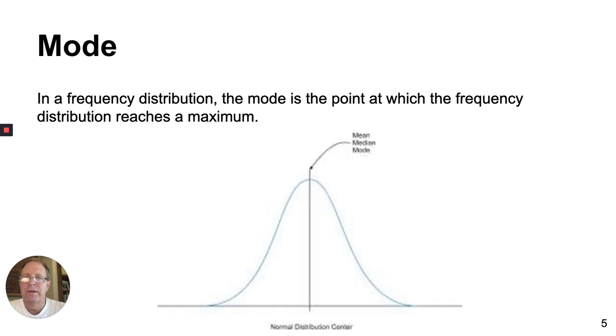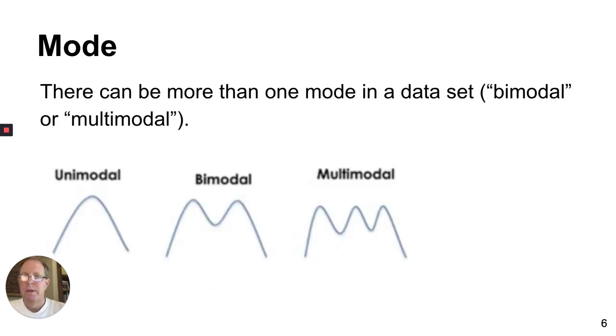Easy enough to calculate. If the distribution is continuous, like this one right here, the mode is the point where the distribution reaches its maximum. And in the case of a normal distribution, the mean, median, and mode are all the same value. Now, there can be more than one mode in a data set, such as bimodal or multimodal distributions.